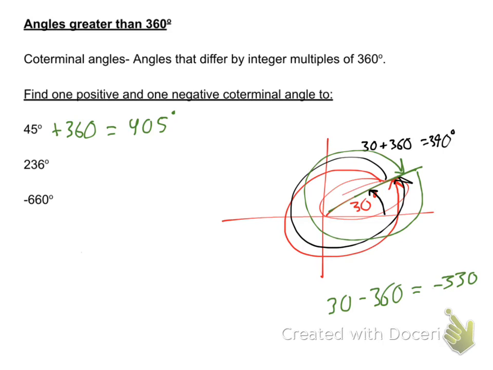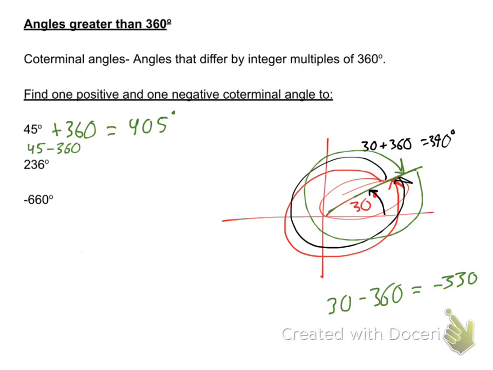You wouldn't be wrong, you would still get it right, but for most of us, we would say I want to find the closest positive coterminal angle and the closest negative coterminal angle. So if we added to find the positive, then we should probably subtract to get to the negative. Now that's not always going to be the rule, but it's going to be the majority of the rule.